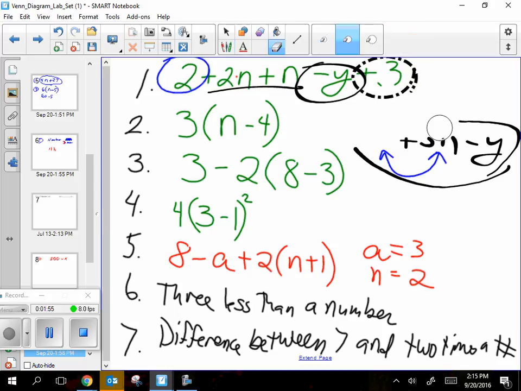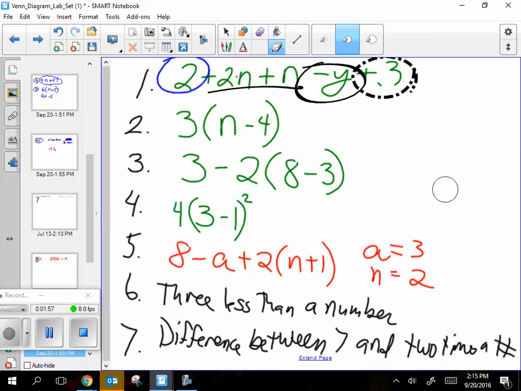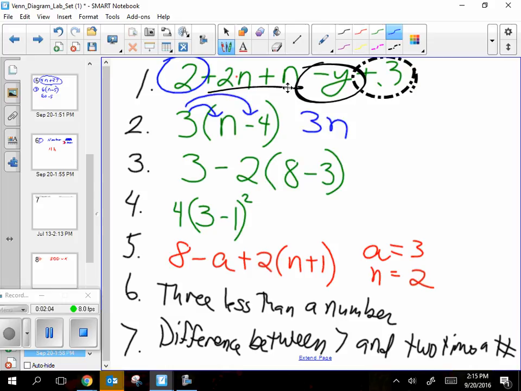I believe number 2 is the easiest one. 3 times n, 3n. 3 times negative 4, negative 12. Some people are going to by accident put those together and somehow make 7 or negative 7 or something. It's supposed to be 3 times 4, which makes 12. 3n minus 12. How many of you had that one right? I'm curious. Awesome. Most of you.